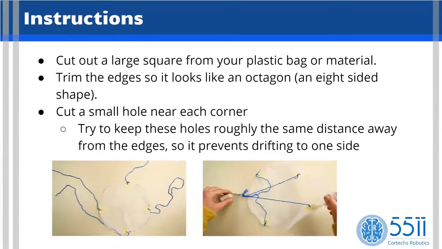So the first thing you're going to want to do is cut out a large square from either your plastic bag or your large sheet of paper. And then you're going to trim off each corner to make it look like an octagon. And then at each corner of your octagon, you're going to want to cut a small hole using your scissors or punch a hole using your hole puncher. And try to make sure that these holes are the same distance away from each corner of your octagon so that the weight of the parachute is evenly distributed.